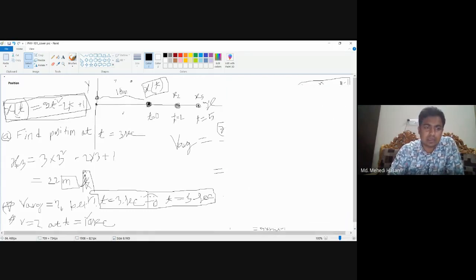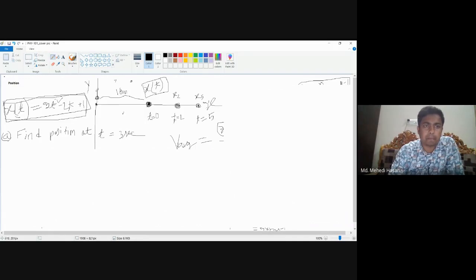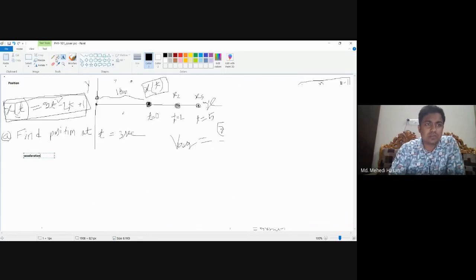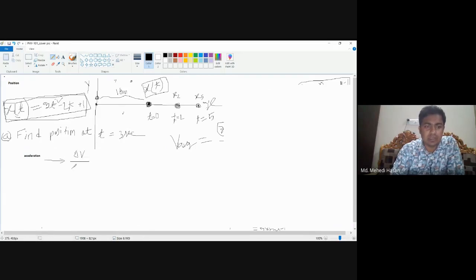And the next topic is acceleration. Okay, so acceleration is also similar to velocity. Acceleration is of two types, and the definition is basically the change in velocity with respect to time interval.